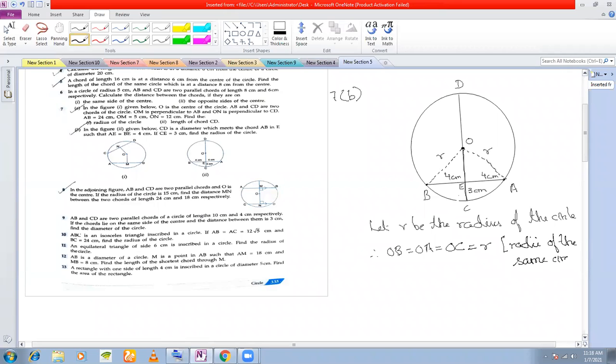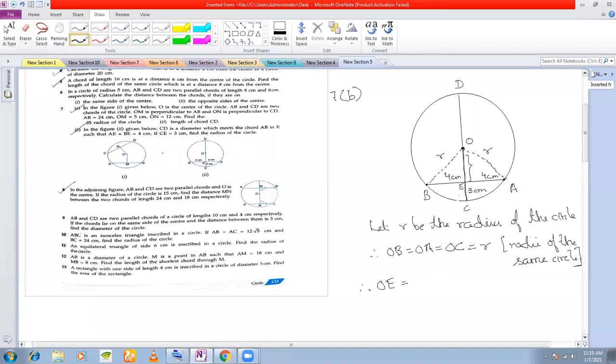Radii of the same circle. Okay. That means what is OE? This length. How much is this length? Therefore, OE is equal to R minus 3. Let us write this in a proper way.